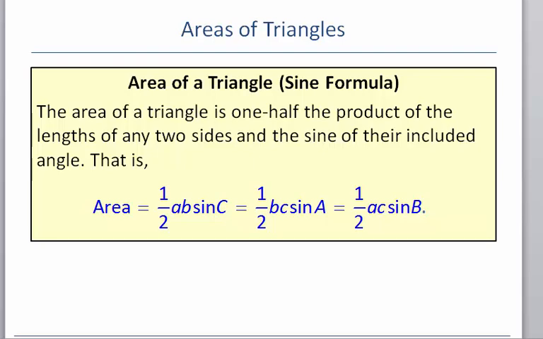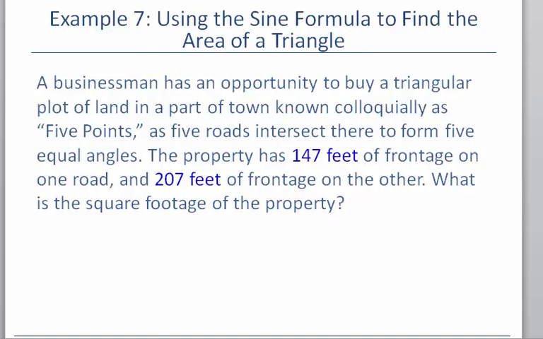Okay, so let's take a quick look at an example of this type of problem. We have an example that says a businessman has an opportunity to buy a triangular piece of land in a part of town known as 5 Points, and 5 roads intersect there to form 5 equal angles. So we want to keep in mind that the roads intersect and they make equal angles. The property has 147 feet of frontage on one road and 207 feet of frontage on the other. What is the square footage of the property?